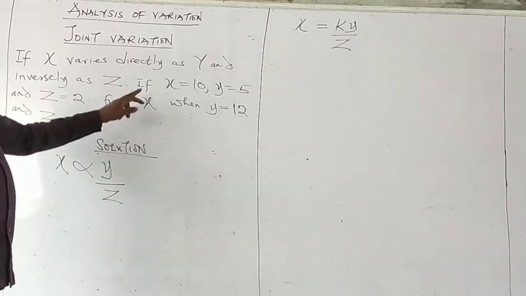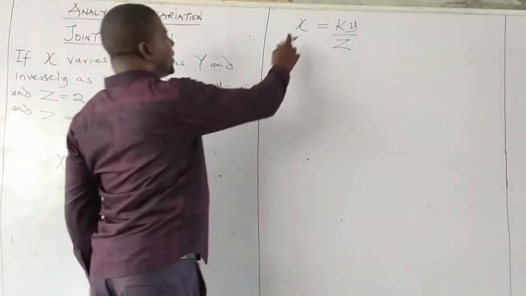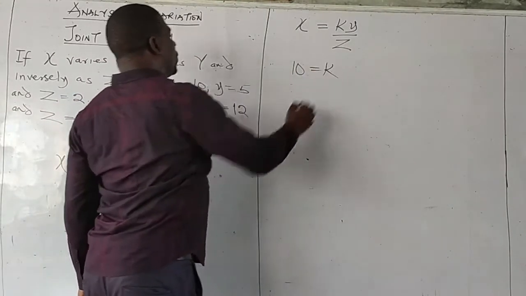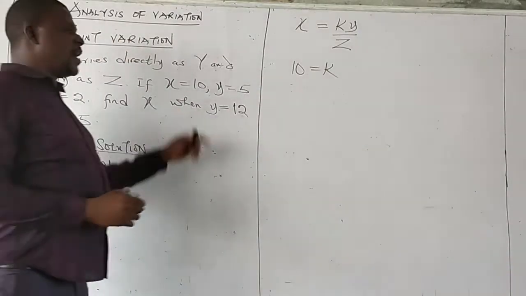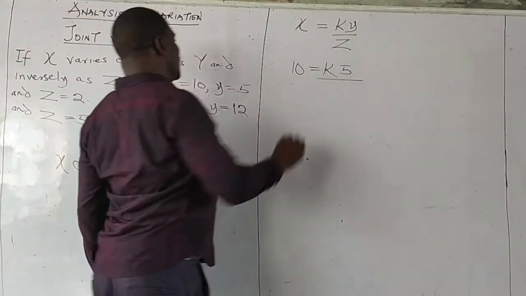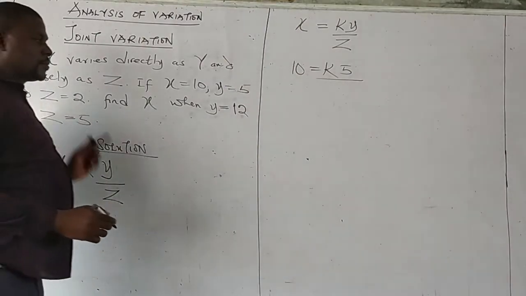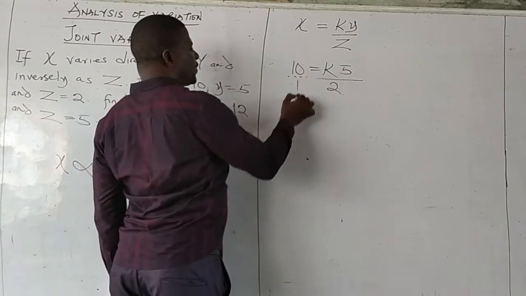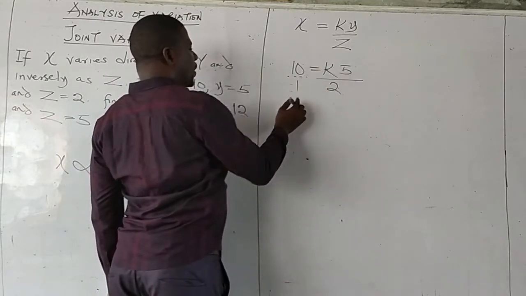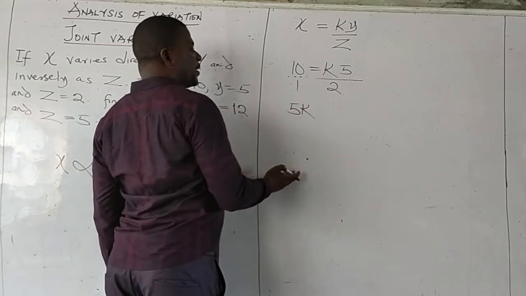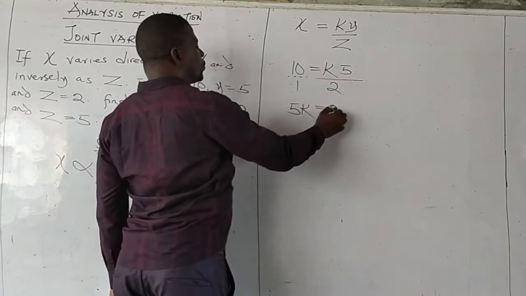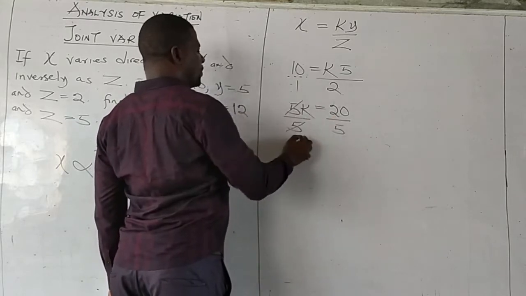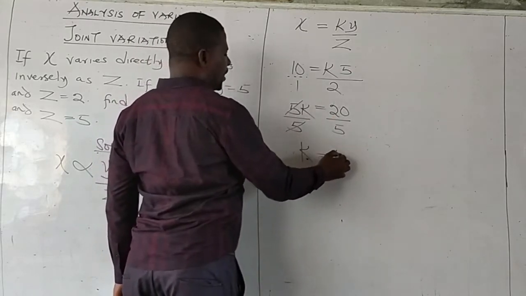So now, they say x is 10. That means where I see x, 10 equals k, y is what? y is 5, then over z is what? 2. So this is 5k over 2. 5 times 1 is like saying 5k, then 10 times 2, 20. So to get my k, divide by what? 5, by 5. So what's my k now? My k is 4.